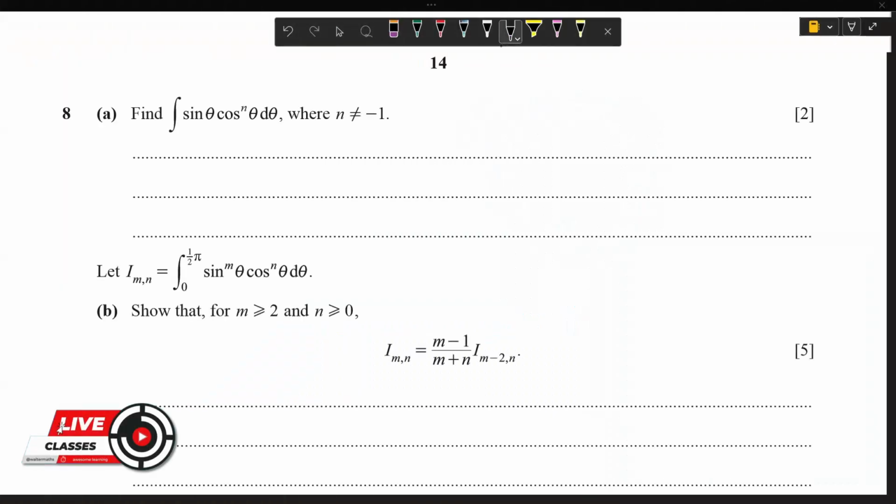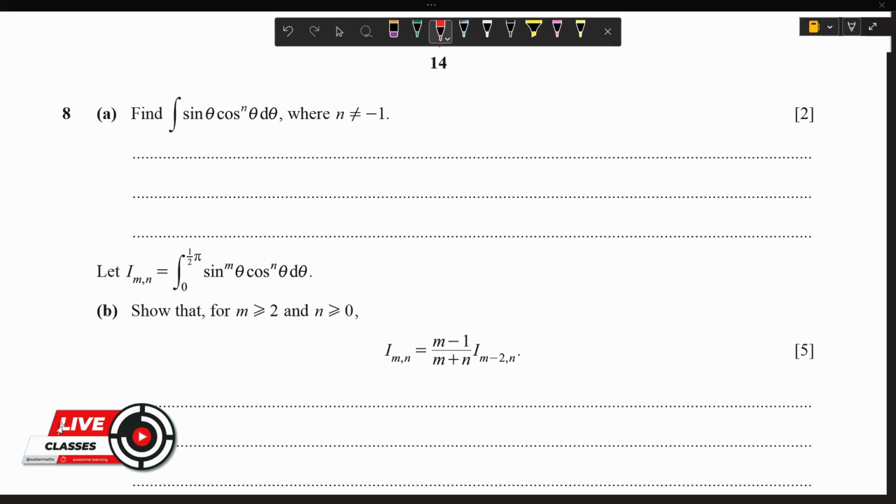So we want to take a look at this question here, and we're starting with part A, which says, find the integral of sine theta cos to the n of theta with respect to theta, where n is not equal to -1. All right. So for this one, I'll do integration by parts.